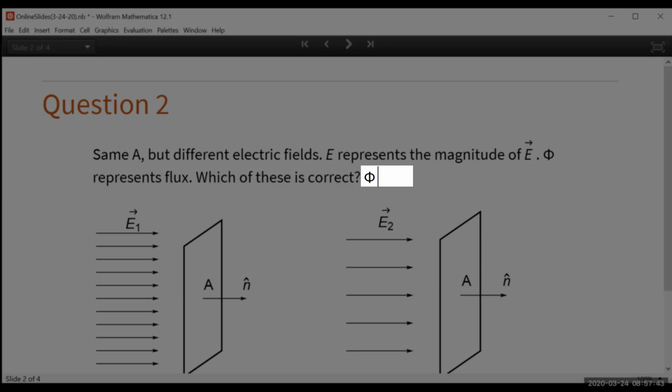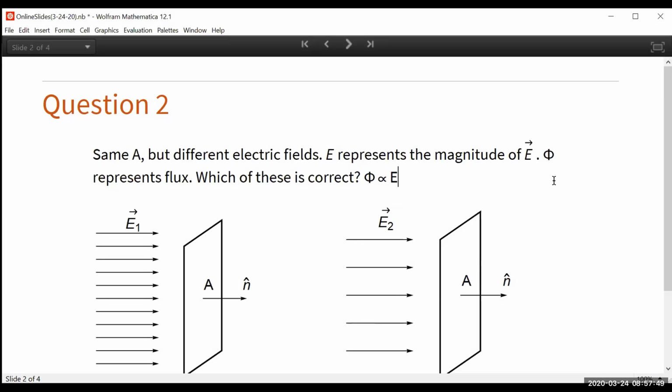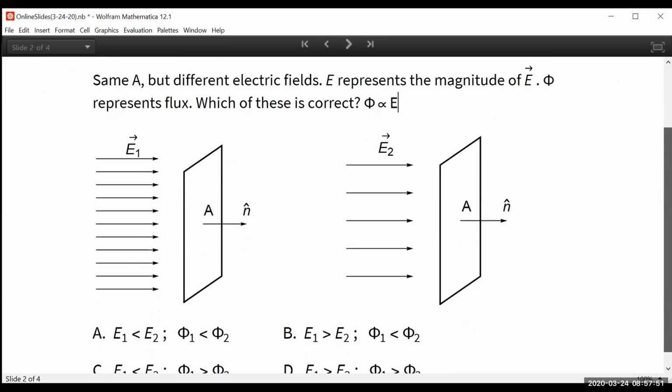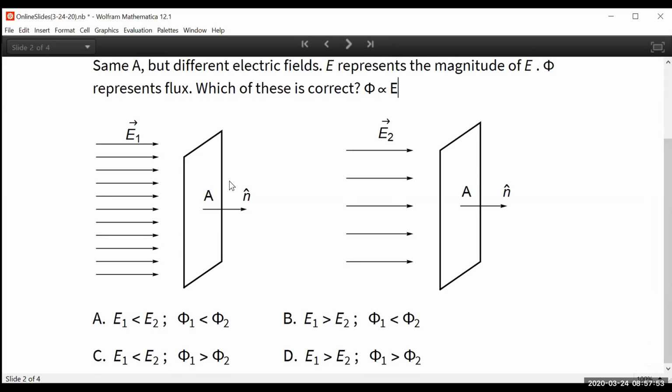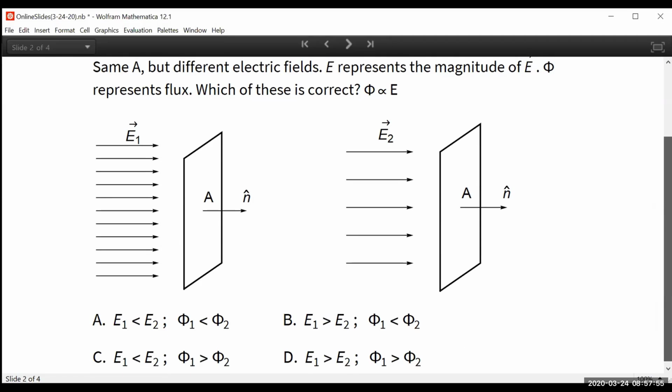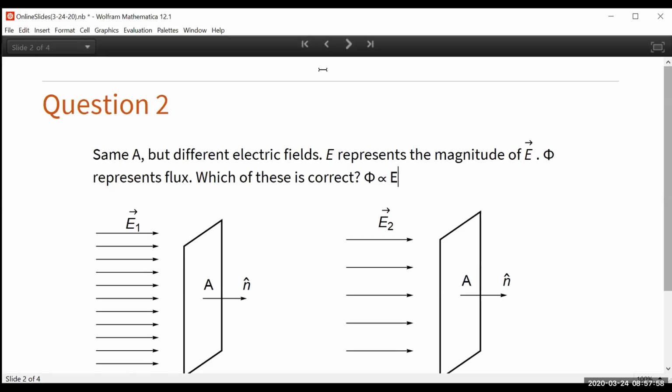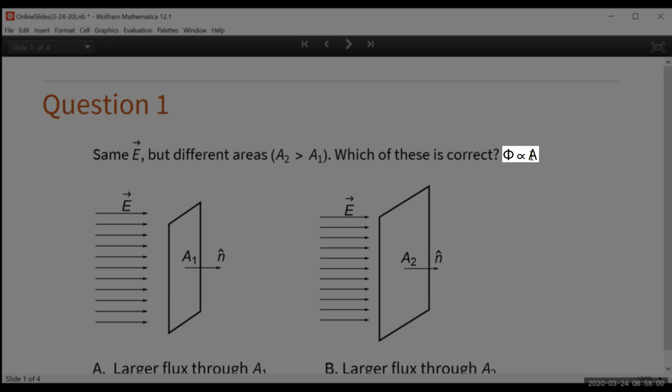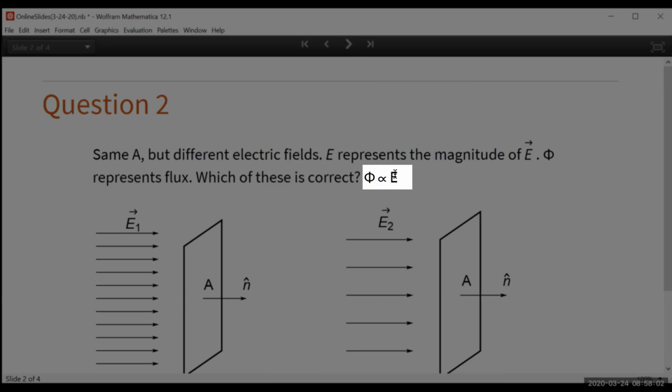Phi is proportional to the electric field as well. So as the electric field increases, phi increases. The flux increases as the electric field increases. Okay, so we got really two answers from those two parts. Flux increases as the area increases, and flux increases as the electric field increases.